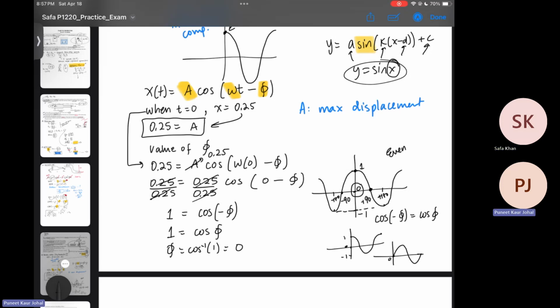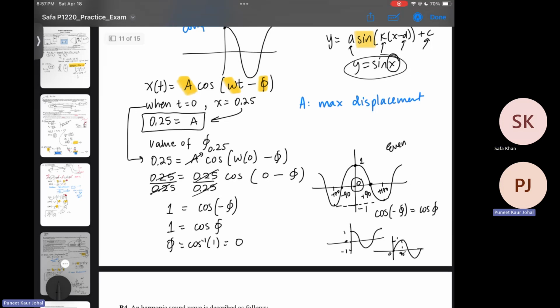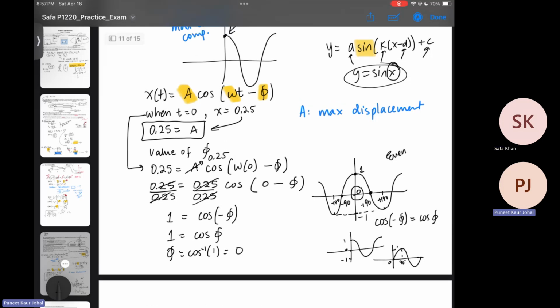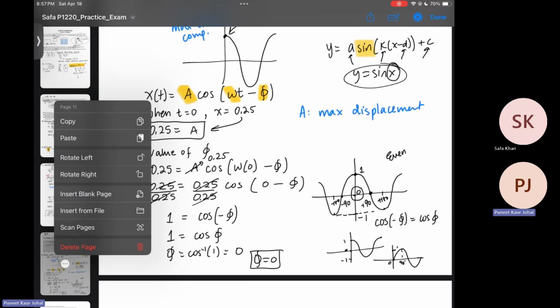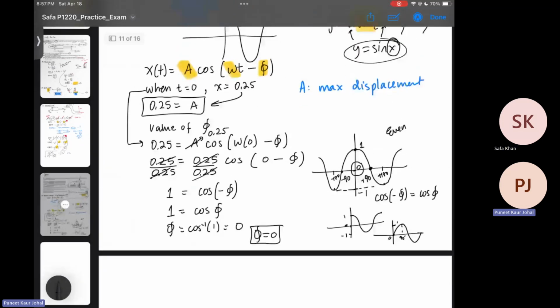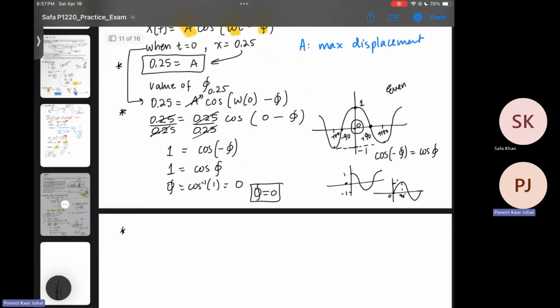So just something to keep in mind. Which means phi is just 0. So we found A, and we found that phi is just 0, so that means it won't even appear in the equation when we write it. The only other thing that we're left to find is omega. So first we find A, next we find phi. Now we can find omega.